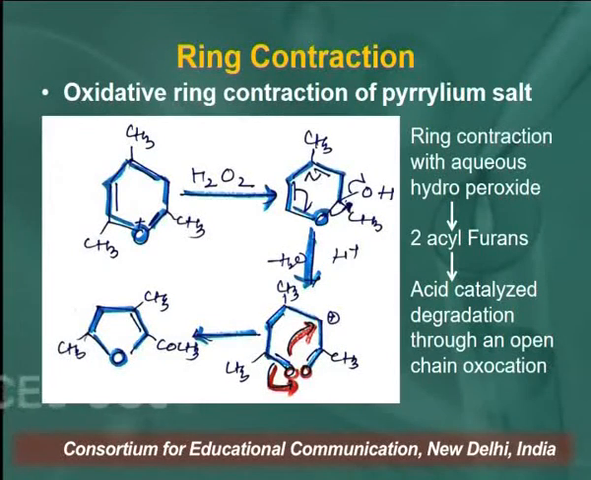Again, a very important method is ring contraction. The previous method was ring expansion, and this is ring contraction. How does a 6-membered ring contract to a 5-membered ring? It is the oxidative ring contraction of pyrylium salts. Here, ring contraction with aqueous hydroperoxide gives 2-acyl furans, and on acid catalyzed degradation, opening of the chain takes place, then again we get an oxocation. That oxocation contracts into a furan derivative. So, it is a ring contraction method.